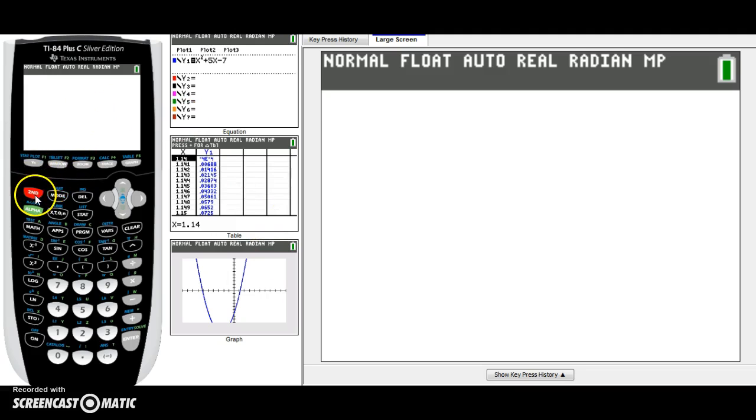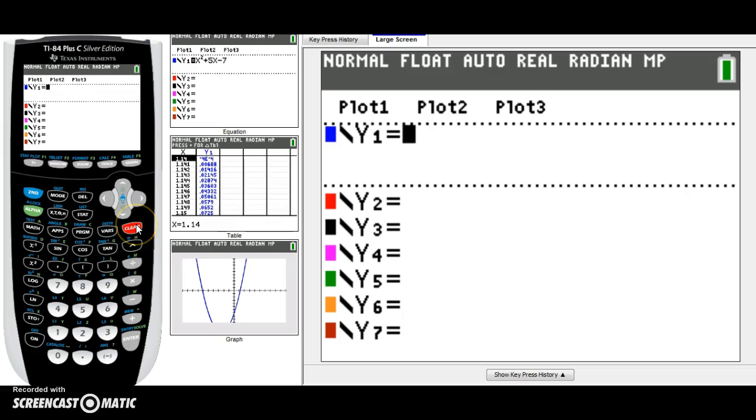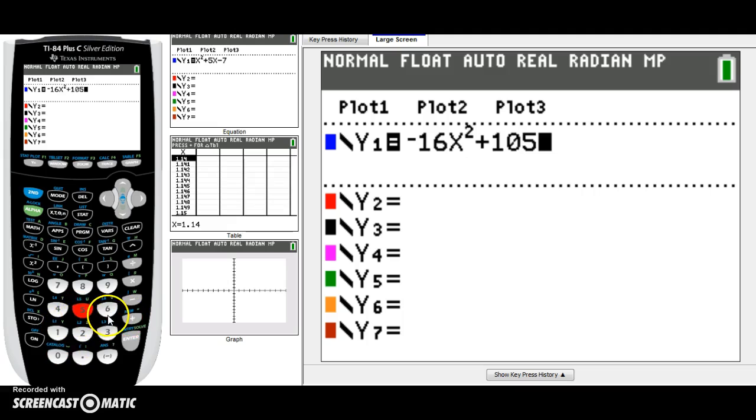So if you're in anything, hit second mode, which is quit, to get out of there. Go into your y equals, clear out whatever you have in there, and now we're going to type in negative, not subtraction sign, but negative 16, and instead of t we use x. Don't worry about the variable. You have to use x actually in the y equals, because that's what it knows is the input. So negative 16x squared plus our h naught, which we said was 1,056. Then go ahead and hit graph.